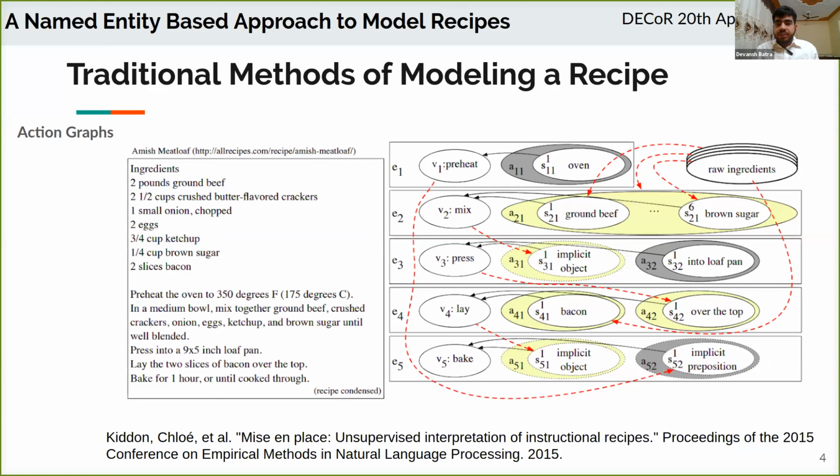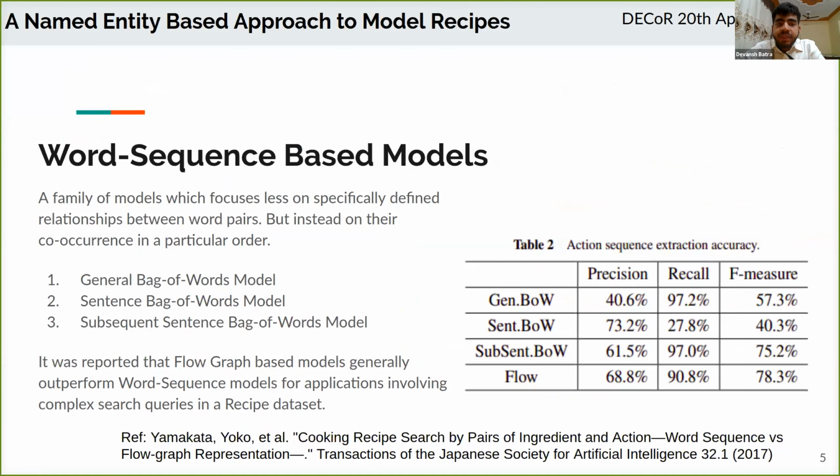But this was specifically focused on cooking recipes themselves, and there were some very interesting results for different applications which were presented in the paper. Apart from these, there are also some word sequence based models which have been previously used to model recipes, but they also largely only focus on the instructions section. So we can consider this as another family of models present in the literature, and they do not rely on relationships between word pairs, but instead on their co-occurrence in a particular order.